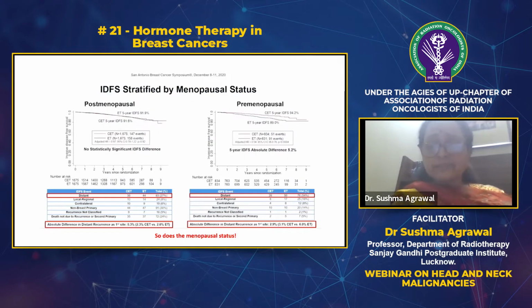Now the third thing is menopausal status, which is also a surrogate of the age. And the similar thing is seen in postmenopausal women. There is no benefit of adding chemotherapy. This is the left part of the slide. And in the right side, the same 5-year difference in DFS was seen if you give chemotherapy. And the recurrence may be in terms of locoregional, contralateral breast, or non-breast primary. So premenopausal women are the other risk factor who deserve chemotherapy.